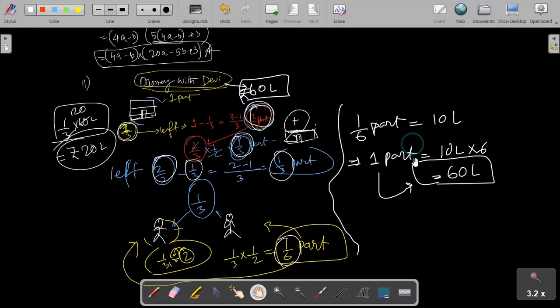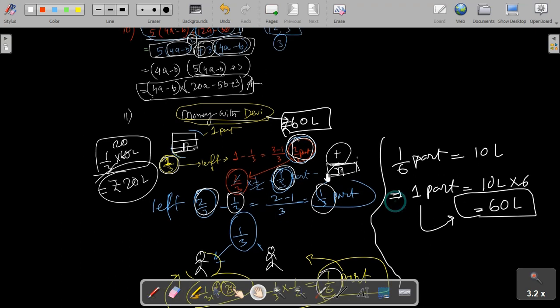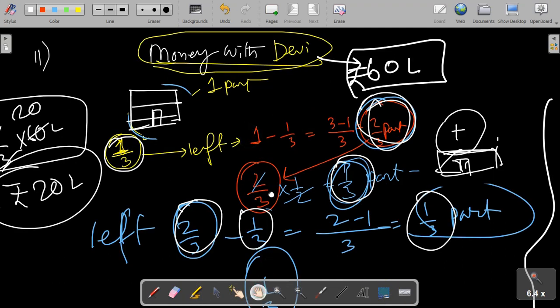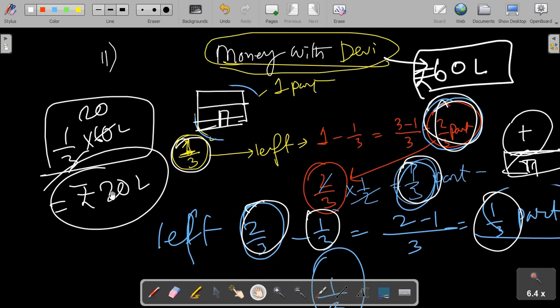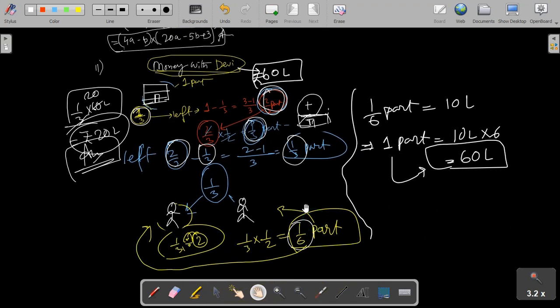Then we calculated that each daughter got 10 lakh, so one part was equal to 60 lakh. That means the money with her was actually 60 lakh. Then the school got 1/3, and 1/3 of 60 lakh is 20 lakh. So the school got 20 lakh. So 20 lakh will be the final answer after doing this whole thing.